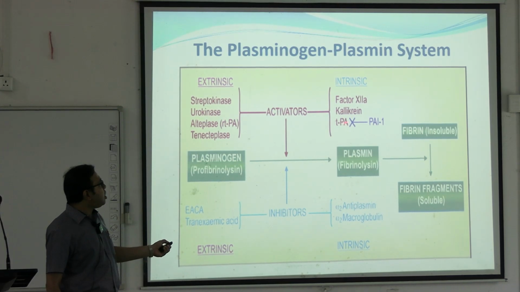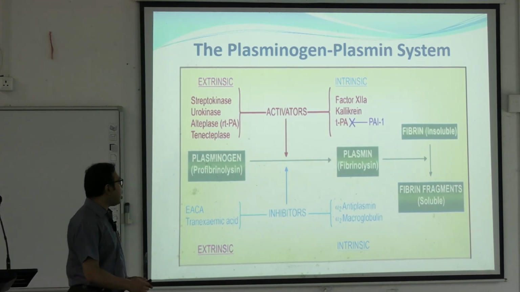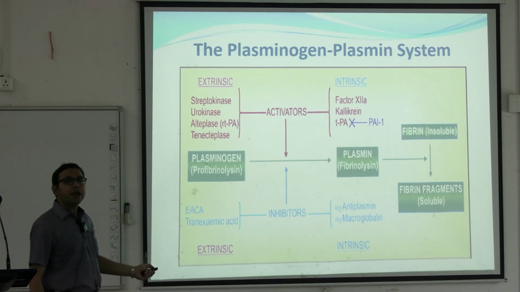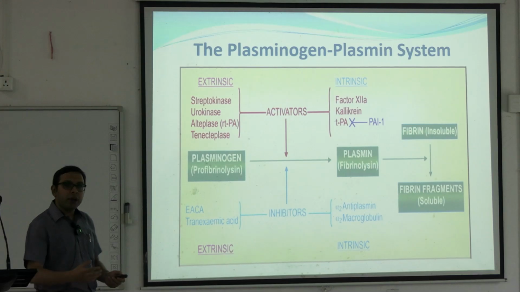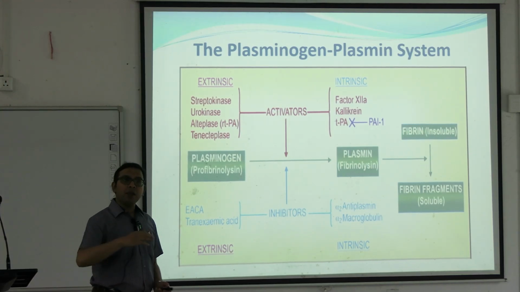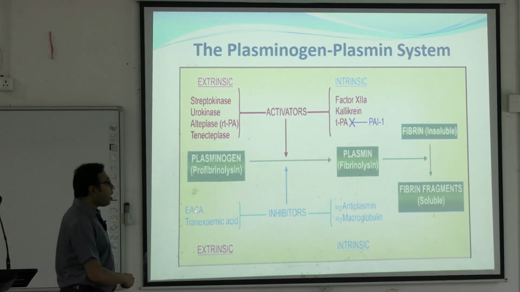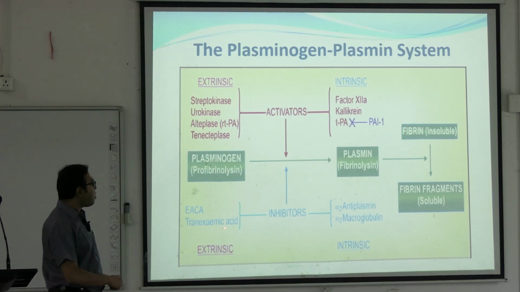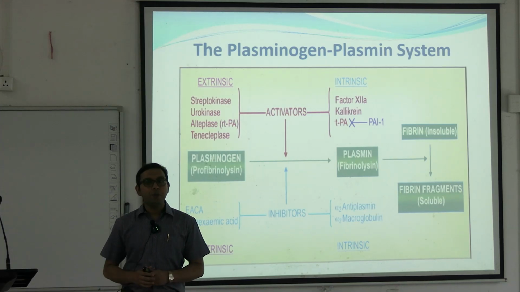Apart from this, there are some factor 13A, kallikrein, tissue plasminogen activator. These are already present in our plasma. There are also some inhibitors already present, like antiplasmin and alpha-2 macroglobulin, present already in our blood. And after this, we will read about the antifibrinolytic agents. Examples are epsilon aminocaproic acid and tranexamic acid. Their actions are just opposite to that of the fibrinolytics.